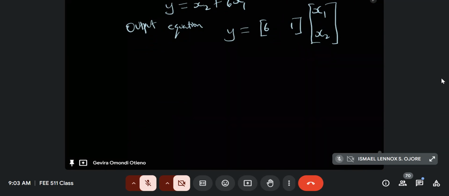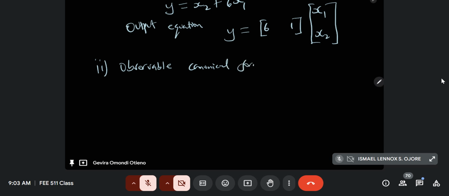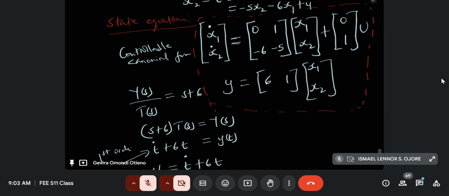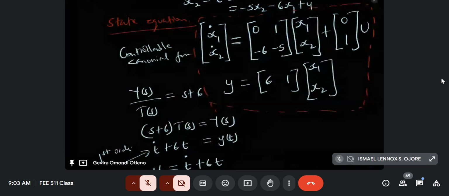So, second part, let us solve the second part, which is the observable canonical form. Now, how do you obtain the observable canonical form? It's very simple. There are only 2 steps. And remember, the observable canonical form is obtained from the controllable canonical form. So you must always first get the controllable canonical form to obtain the equivalent observable canonical form.